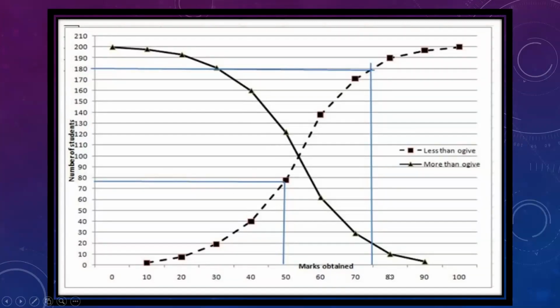This graph is drawn based on the cumulative frequency. The black line with triangles is the more than Ogive curve and dotted line with square is for less than Ogive curve. So these two curves intersect at the point of median of the given set.